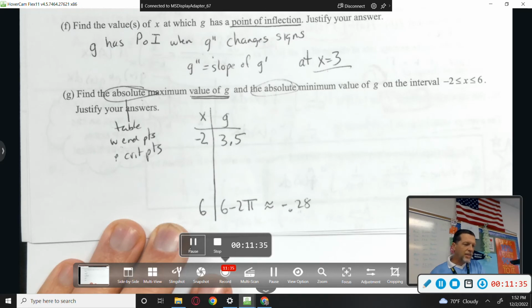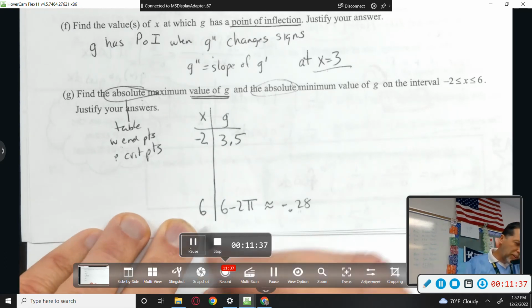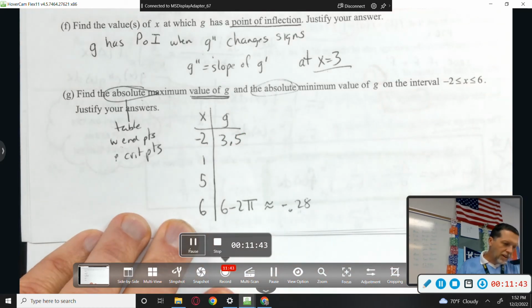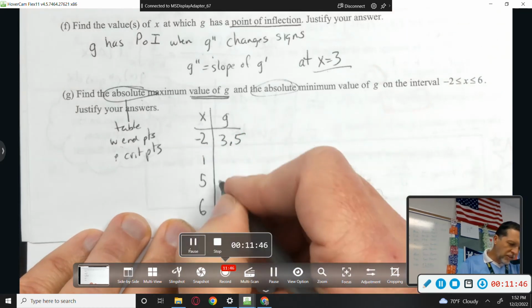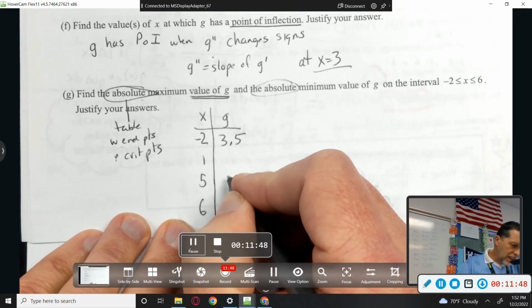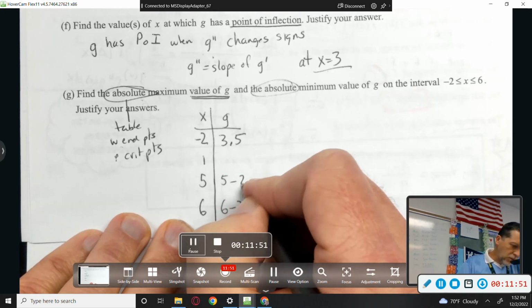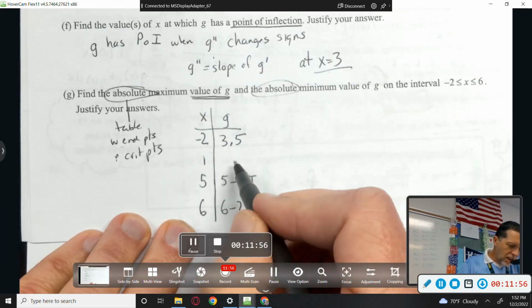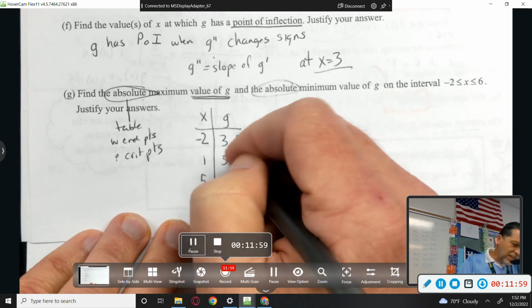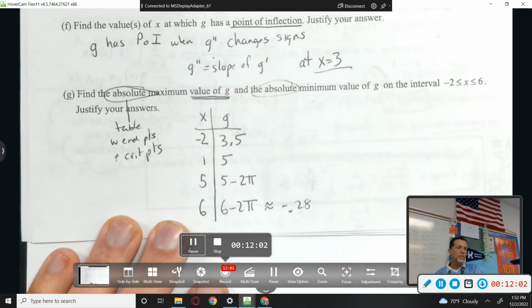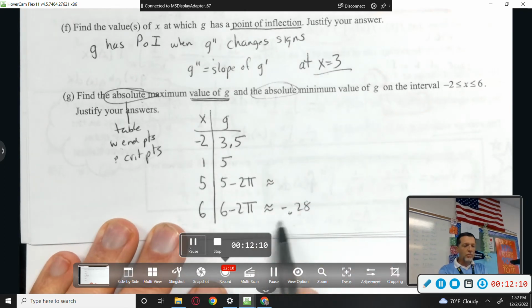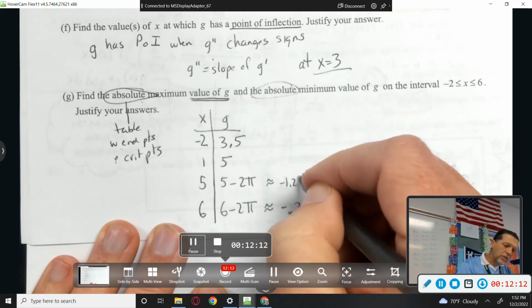I've got the relative max and relative min. They already asked me for that. And you've also got the points of inflection, x equals 1 and x equals 5. We have g of 5 already, and we also have g of 1 because they gave it to us at the beginning. Almost missed that. G of 5 is 5 minus 2 pi. I don't want to think about what that is right now, but 5 minus 2 pi would be 1 less than 6 minus 2 pi, so -1.28.